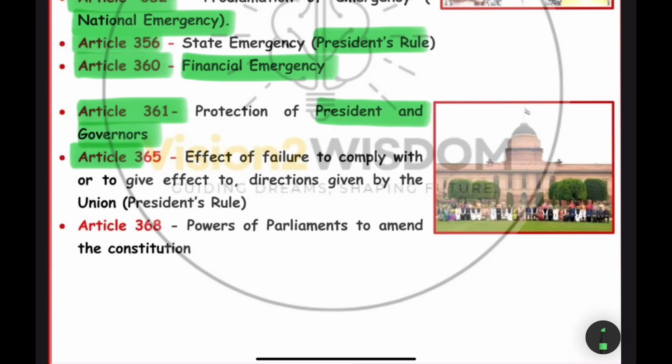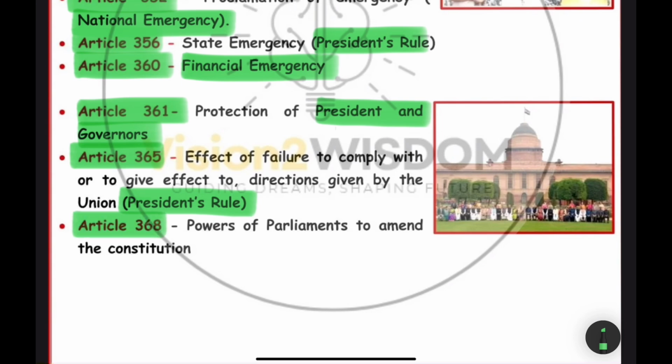Then Article 365, effects of failure to comply with or to give effect to the directions given by the Union. That is nothing but the implementation of President's rule in any state. Recently Manipur came under President's rule. Suppose the center gives a direction to a state to do certain work, but that direction is not followed by the state machinery, meaning the party ruling that state. Then the legislative assembly will be dissolved if the direction given by the center is not followed. In that case, Article 356 will be implemented and President's rule will be imposed.